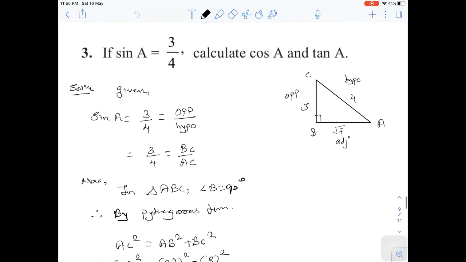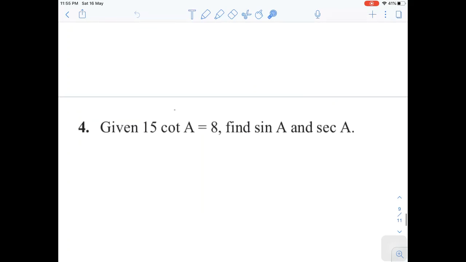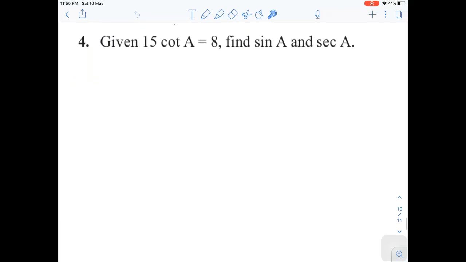So hello students, I think you all must have calculated the values of cos A and tan A. Now let's solve one more example similar to this question number 3. So our next question is, here it is given that 15 cot A equals 8 and we have to find some of the trigonometric ratios. So my dear students, we are going to follow the same procedure.